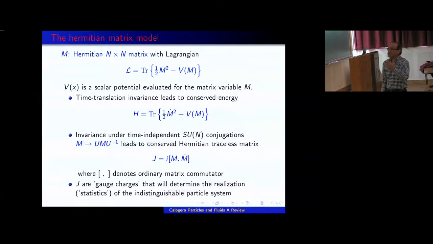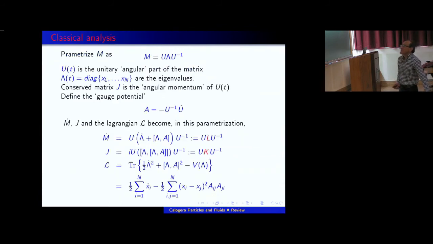You can think of these J's, since they are the generators of this transformation, as gauge charges in our visualization of that group as a gauge group, and that will determine the realizations of the system and the statistics. But we will not worry about that. We will first deal with the classical system. So we would like to solve this model and see to what it corresponds, given the fact that our interest is on its eigenvalues. We need to look at the dynamics of the eigenvalues. What do we do? Well, we parameterize this matrix in terms of a diagonal matrix containing the eigenvalues plus the diagonalizing matrix U, which is unitary and it's in general time-dependent.